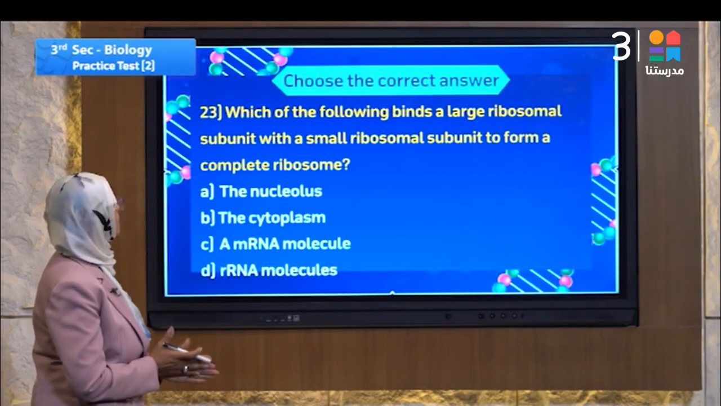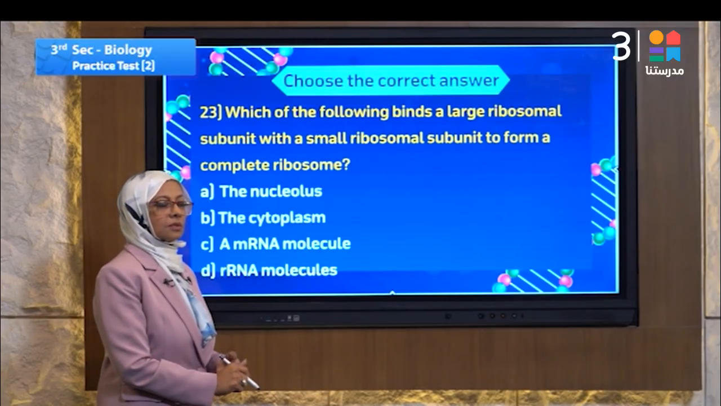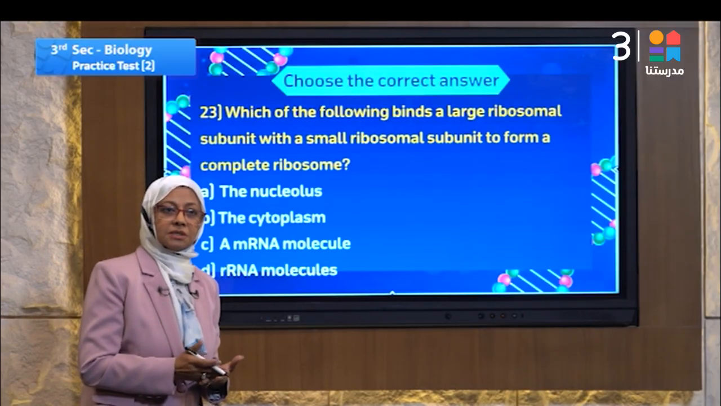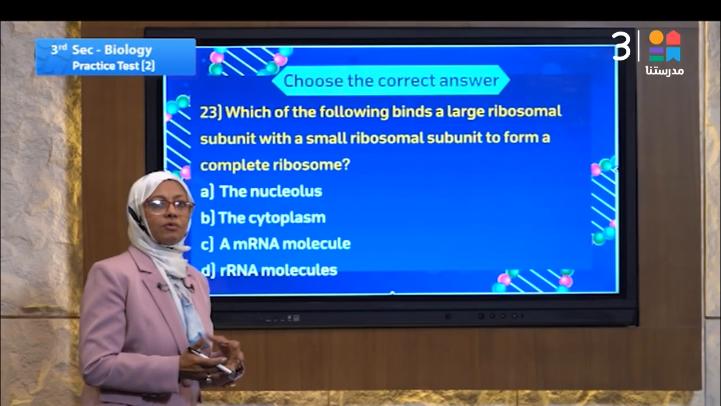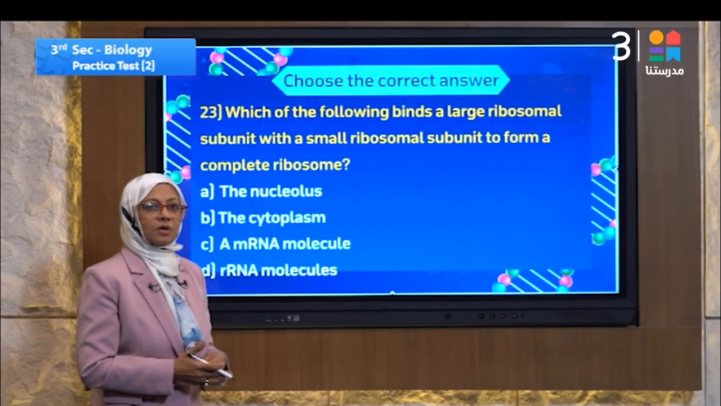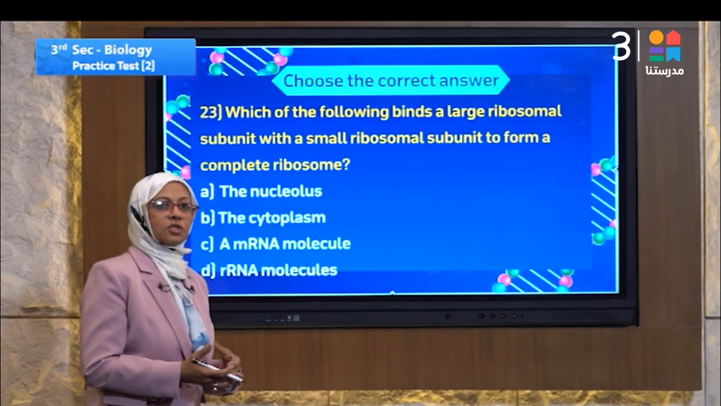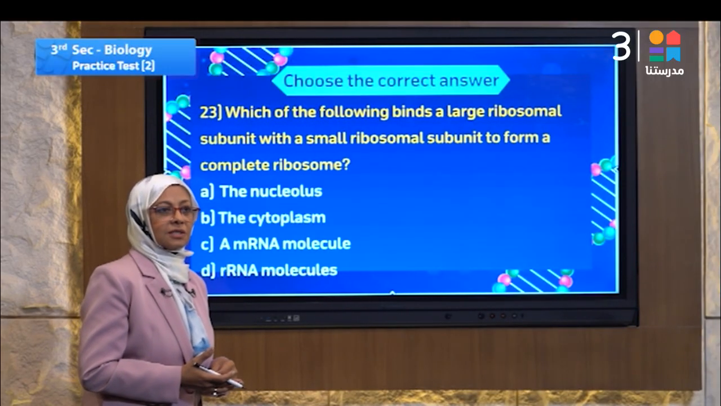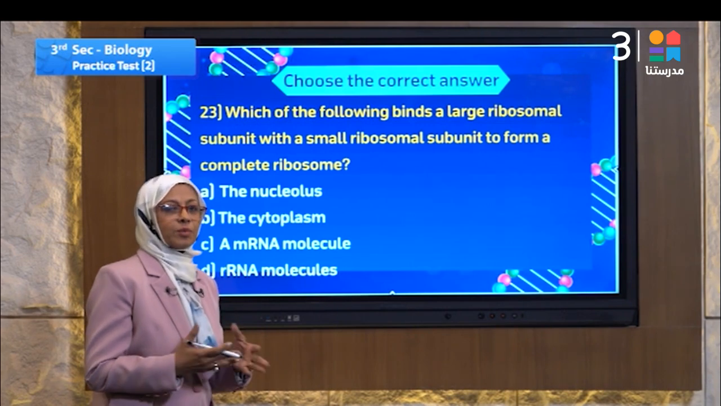Question 23 speaks about the ribosomal subunit. What are ribosomes? Ribosomes are tiny structures found in the endoplasmic reticulum or in the cytoplasm of the cell. What is the function of the ribosomes? The function of the ribosomes is to make protein. There, we make the protein.